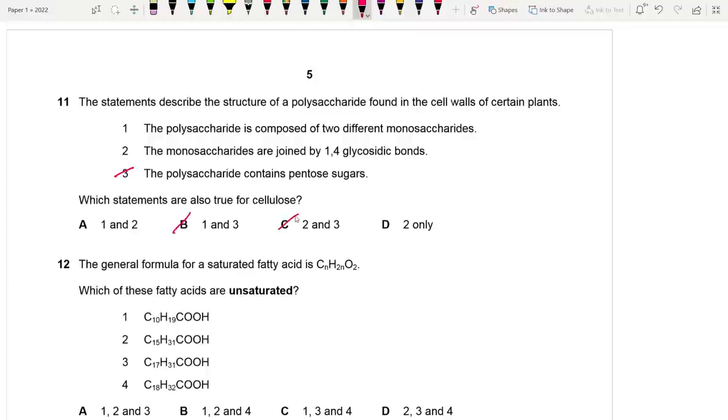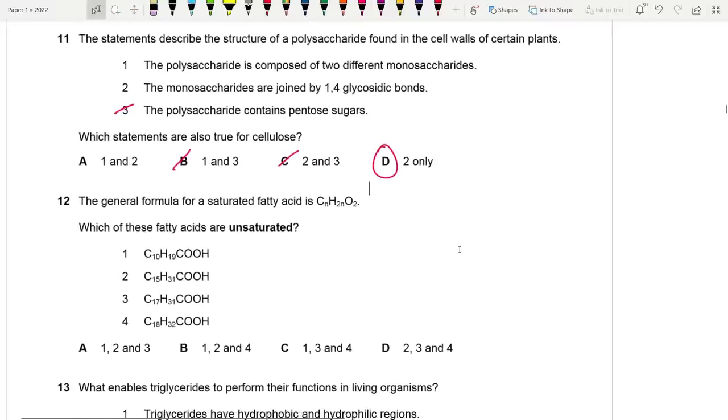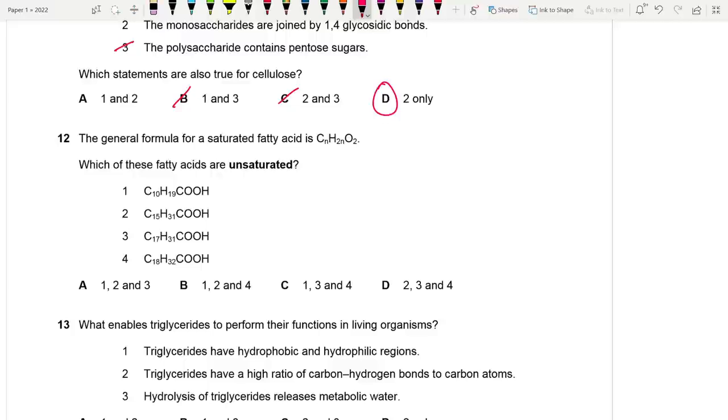The monosaccharides are joined by 1,4, this is true. It is composed of 2 different monosaccharides, that's wrong. It's only composed of glucose, beta glucose, right? So 11 is D. For 12, the general formula for a saturated fatty acid is this, CnH2nO2.